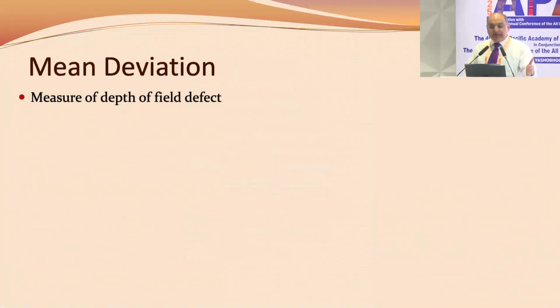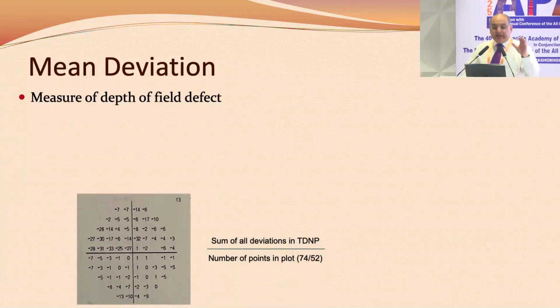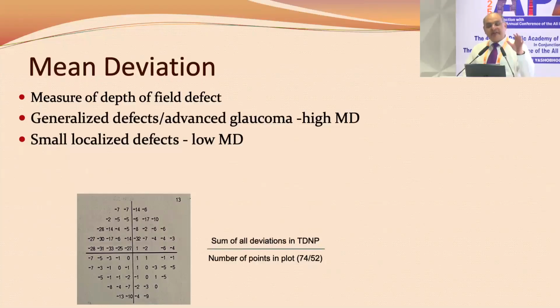Now we move on to the mean deviation. Mean deviation talks about the depth of the visual field defect overall. It's a global index. It's not a pattern index. It's the sum of all deviations in the total deviation plot divided by the number of points, depending upon the 30-2 or 24-2. So it can be very high in generalized defects if they are very deep, or in advanced glaucomas. But small localized defects, as I showed you in the previous one, where we had a small nasal step, will have a low mean deviation.